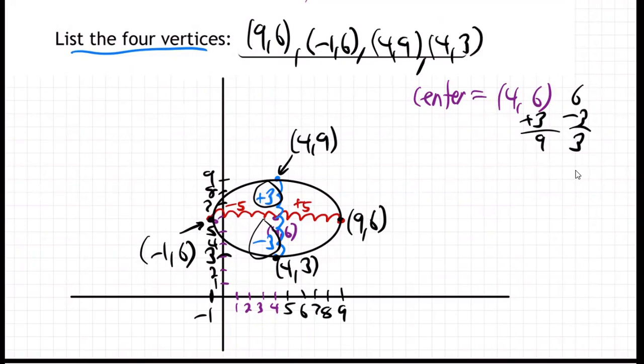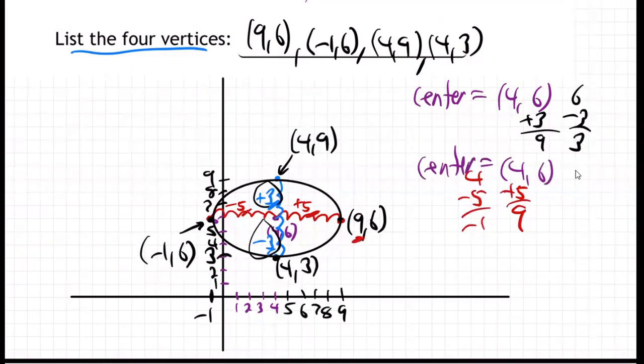How did I get those two, by the way? I just looked at the graph, or you could have done it starting again with the center 4, 6. The red goes right 5, left 5, so you could add 5. And you could also go 4 minus 5, negative 1, and 9. So that's how we get the 9 and the negative 1 for the x values, and the y values are both up 6.